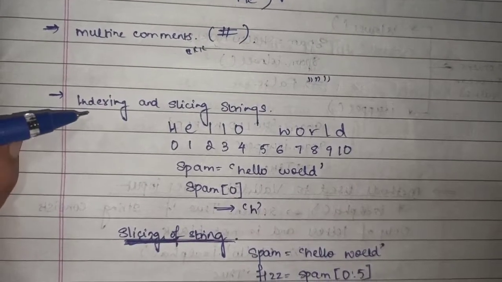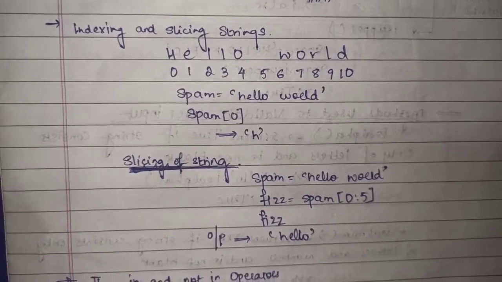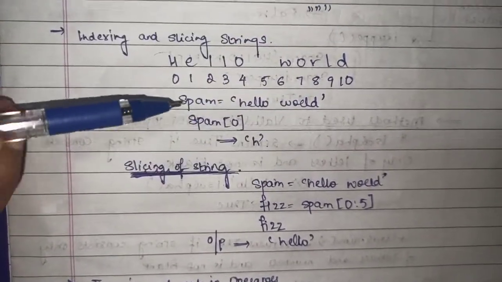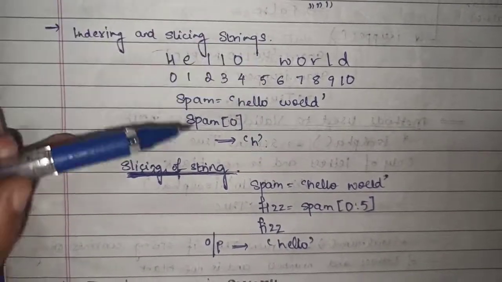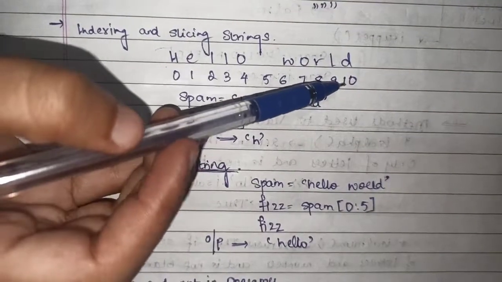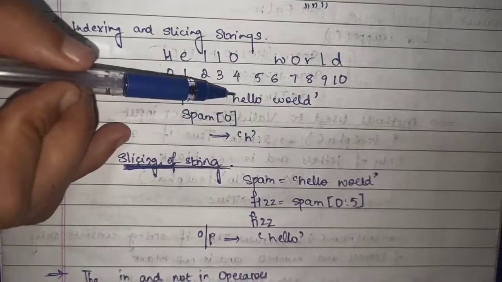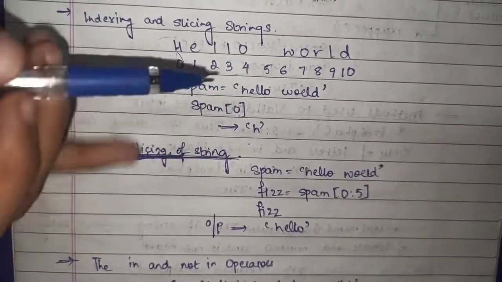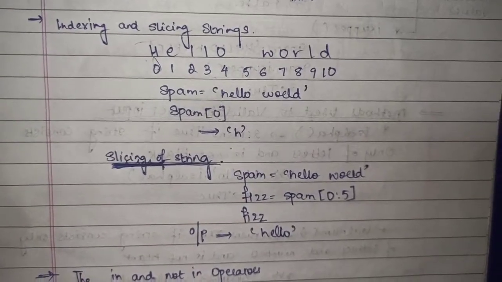Now coming to the next topic, that is indexing and slicing in strings. This is how you do it in a list. Suppose you have the string hello world. Indexing starts from 0, and even the space character is given an index. So it starts from 0 and ends at 10 here. Suppose you want spam of 0, that will return h, because h is at index 0. So through the index you can access the elements of the string.